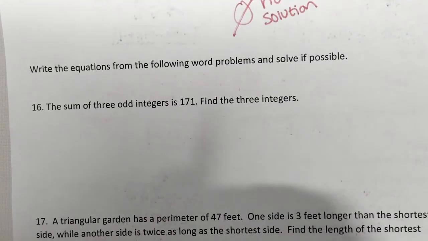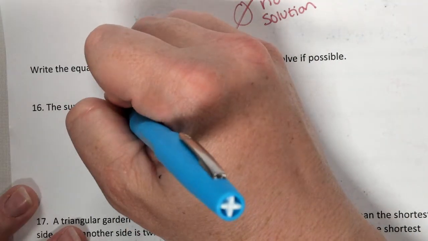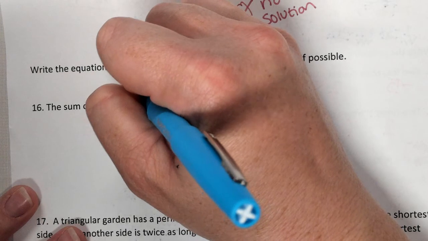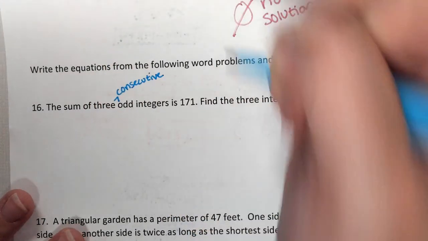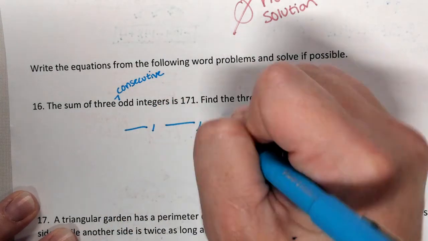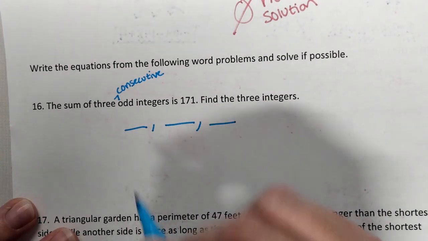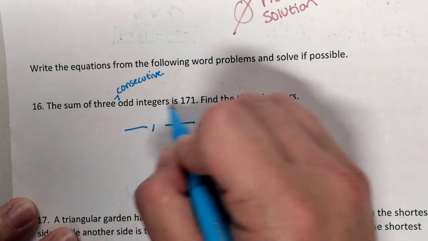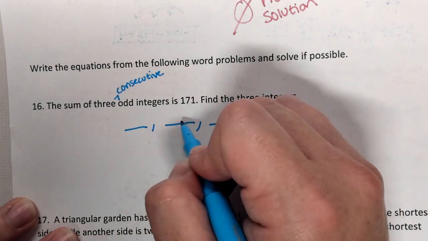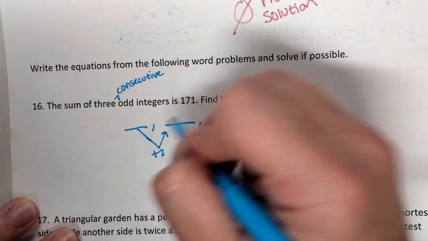Okay, my next set of instructions says, write the equation from the following word problems and solve if possible. So this one says, the sum of 3 consecutive odd integers, sorry, this is my fault, my bad, is 171. Okay, 3 odd integers, consecutive. Well, remember, odd numbers are 2 apart. Because if this was 1, 3 would be the next one, and 5 would be the next one. 1 plus 2 is 3, 3 plus 2 is 5. So it's adding 2 to get to the next number.